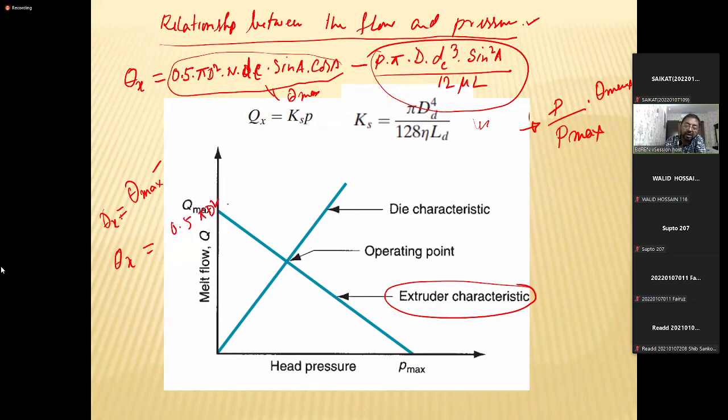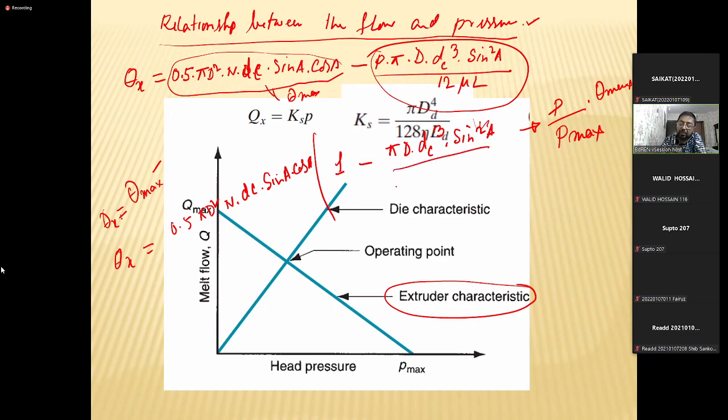0.5 pi d square and dc sine A cos A, you take it out of the bracket, yes, then here we shall get what? 1 minus 3 pi d dc cube sin square A divided by 12 eta L into, that is divided by this value 0.5 pi d square and dc sin A into cos A.